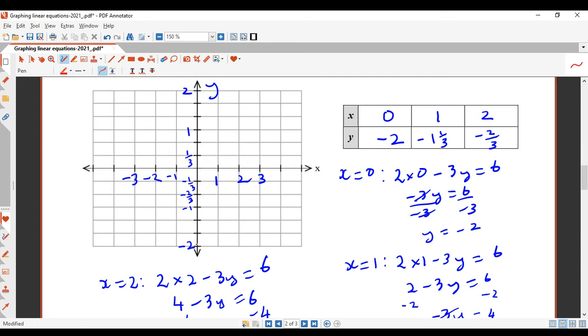So 0, negative 2 is down here, all the way down here. 1 and negative 1 and a third. And negative 1 and a third will be just here, won't it? Negative 1 and 1/3. So 1 and negative 1 and a third is just there. And 2 and negative 2/3 is just there.